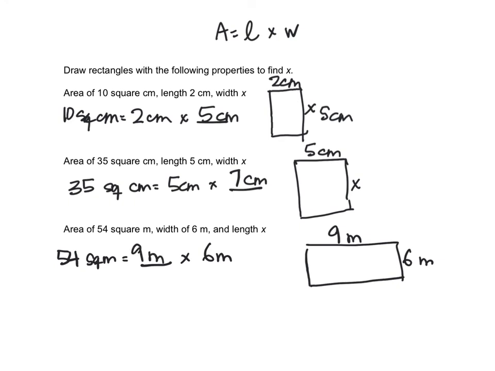meters is 54 square meters. Another way that you can do these problems, when we know what our area is, the other thing you could have done is say, well, 54 divided by 6, which is the thing I know, will give me my other length. And I should always put my labels in, but I didn't.